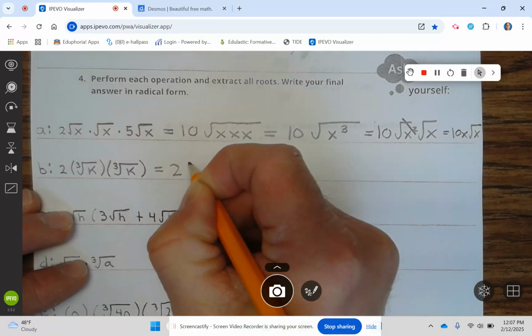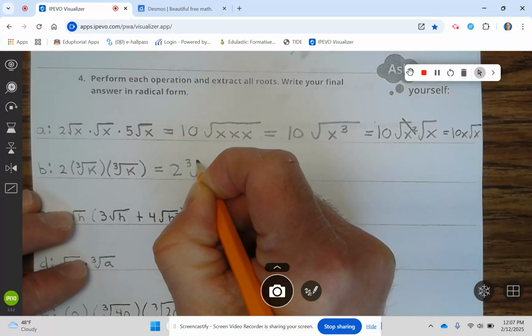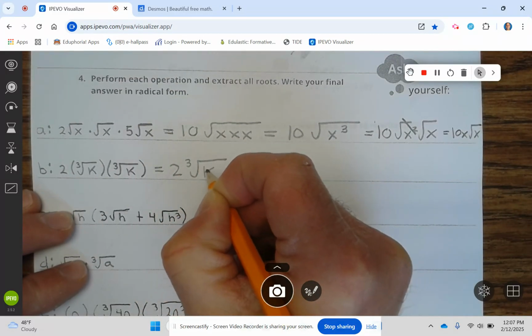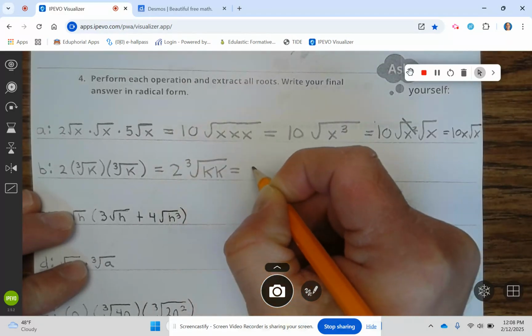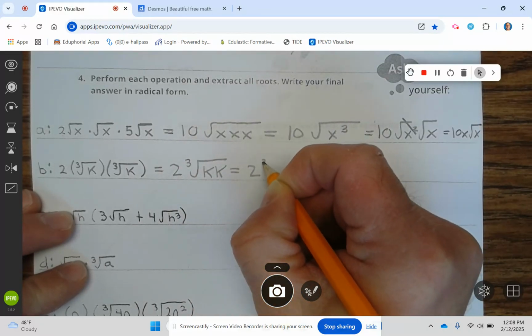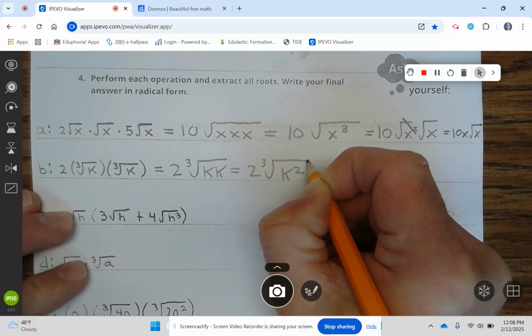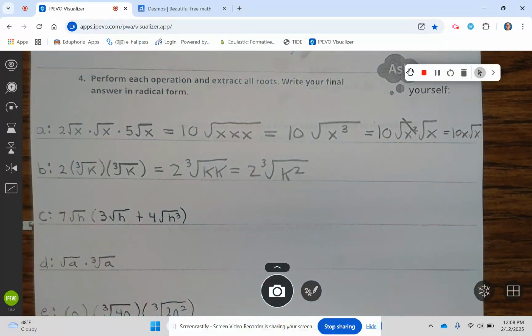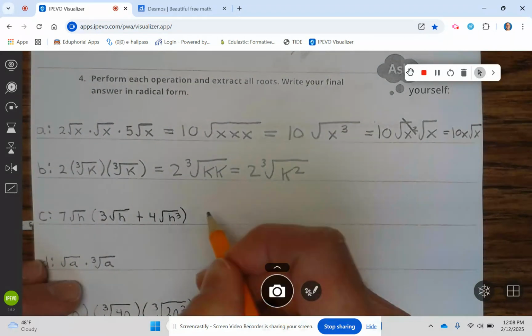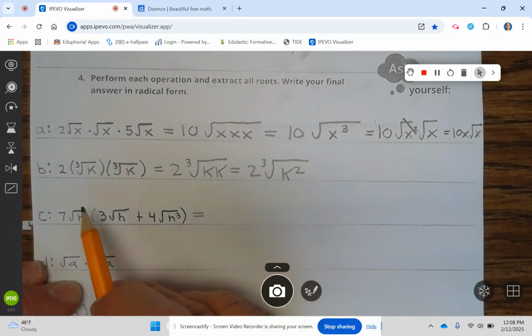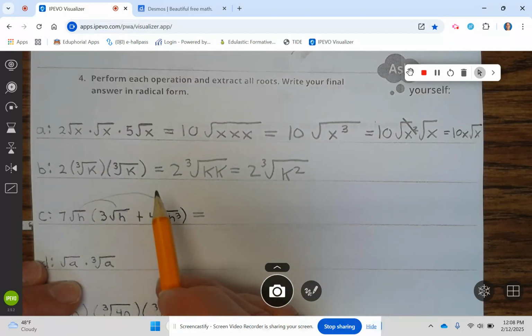So becomes 2 times the cube root of k times k, which equals 2 times the cube root of k squared. Right, go ahead and finish up b. Now I have to multiply this by this term and this term.